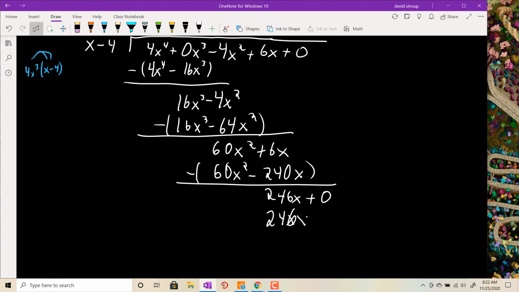So 246x minus 246 times 4. 4 carry 2, 16, 17, 18, carry the 1, 8, 9, 984.